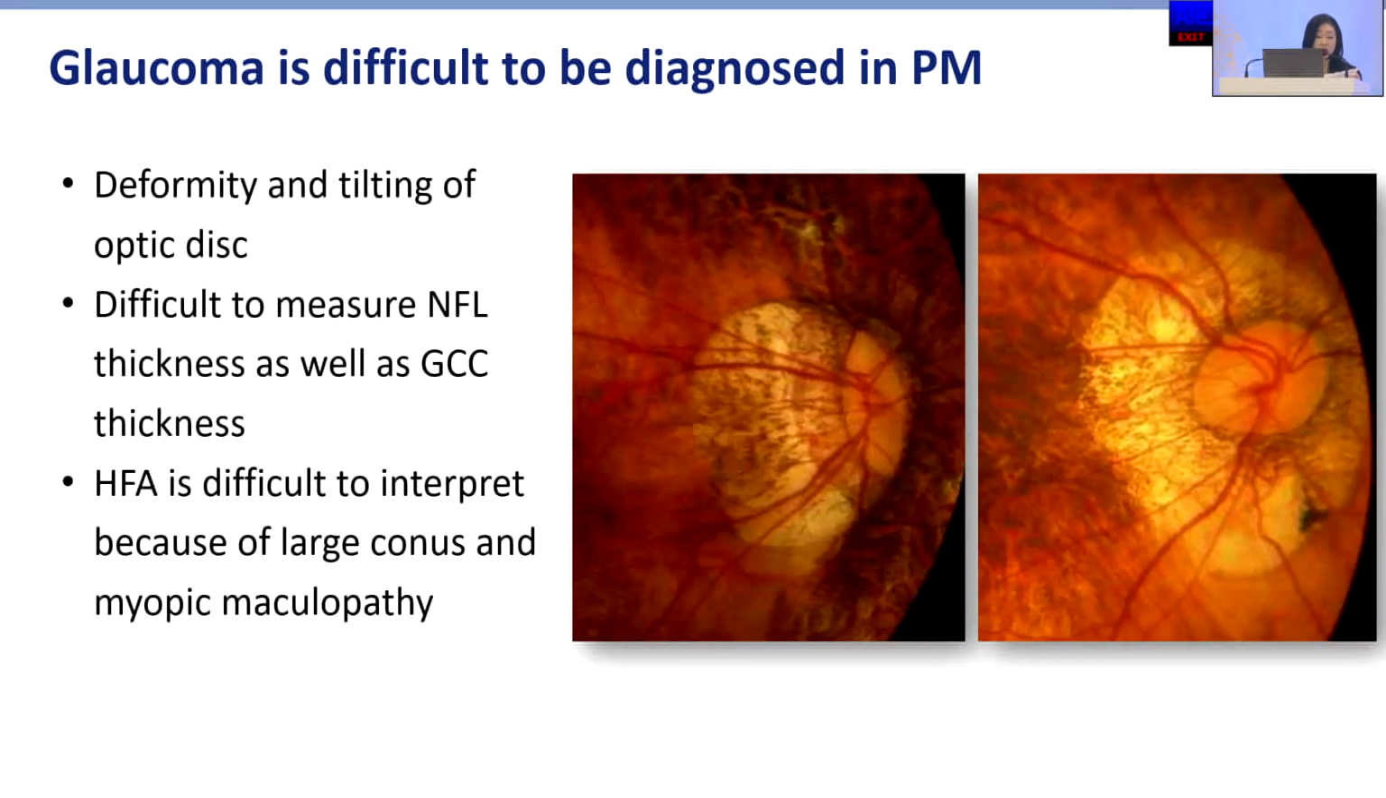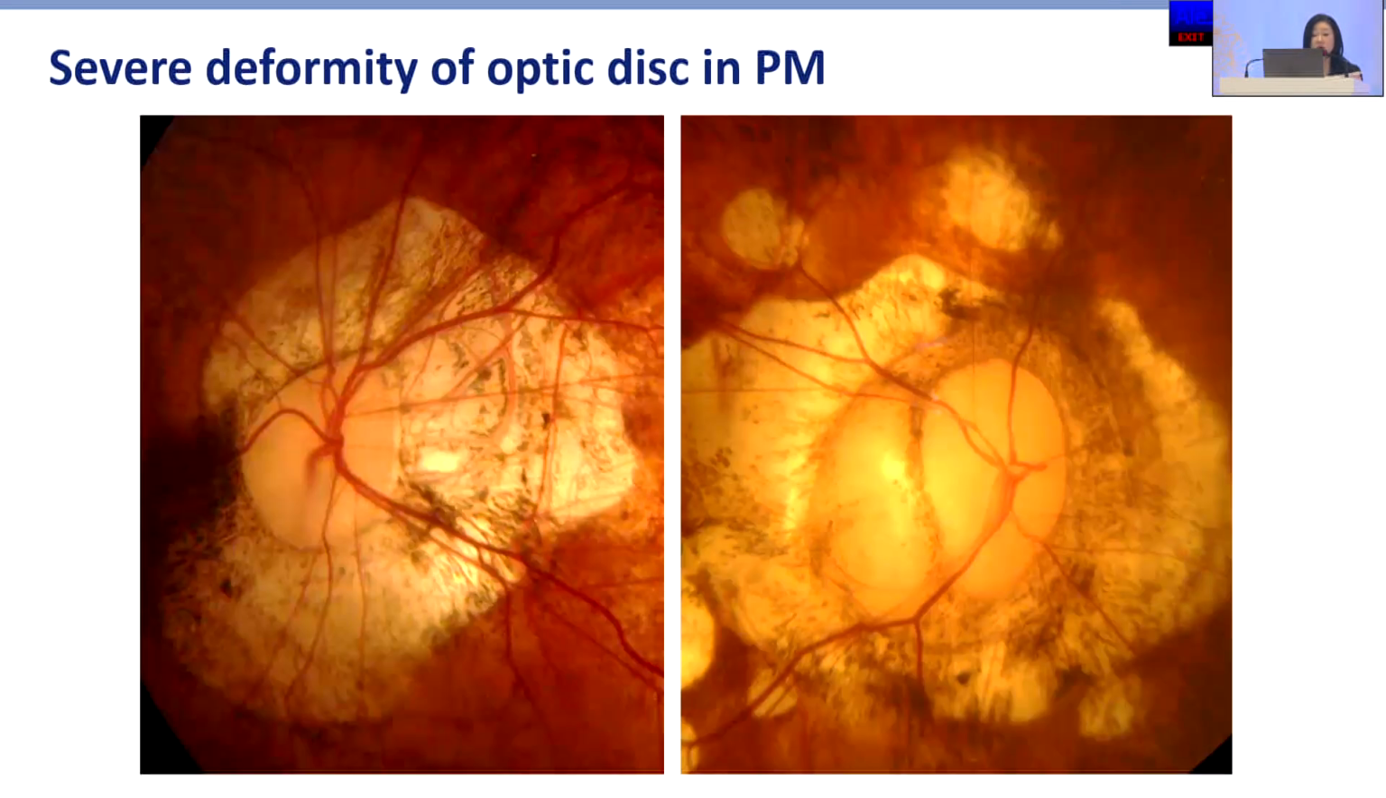And finally, we need to remember that glaucoma is one of the most devastating complications of high myopia. But glaucoma is difficult to diagnose, sometimes until its advanced stages, because of deformity and tilting of the optic disc, and measuring nerve fiber layer thickness as well as ganglion cell layer thickness is difficult. And Humphrey visual field is difficult to interpret because of large conus and myopic maculopathy. And severe deformity is seen in the optic disc in pathologic myopia.